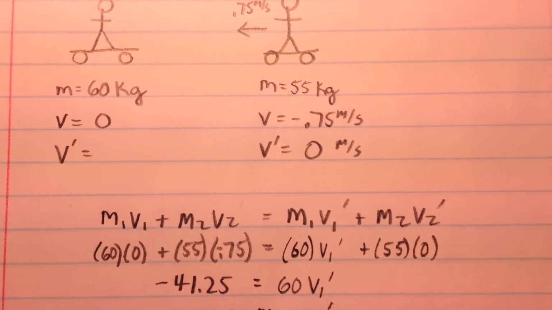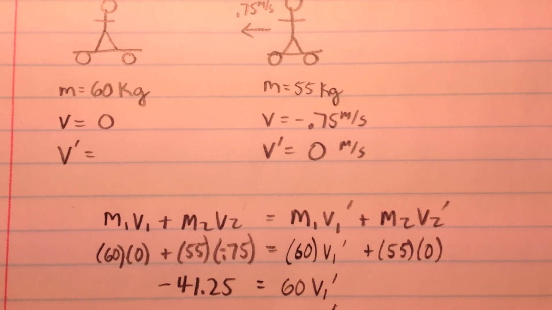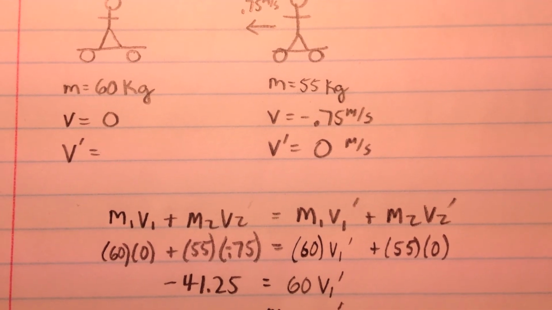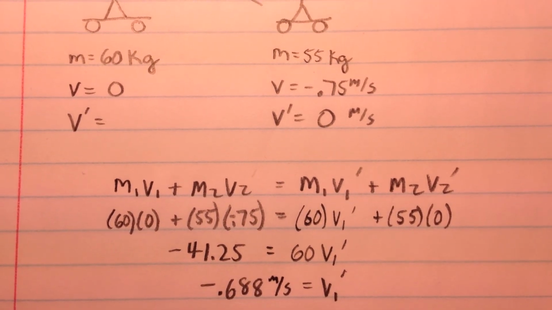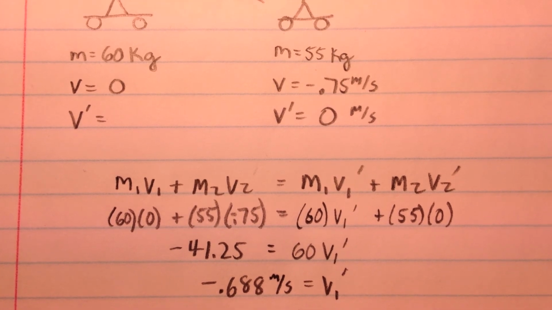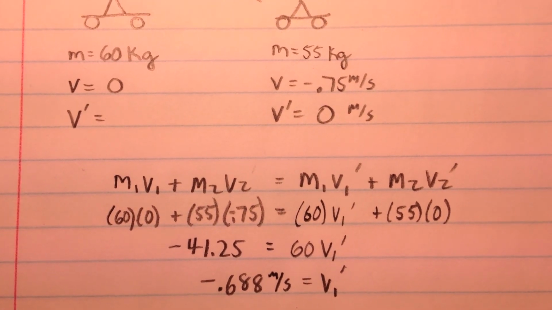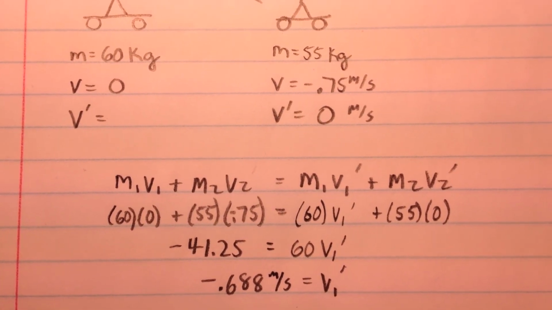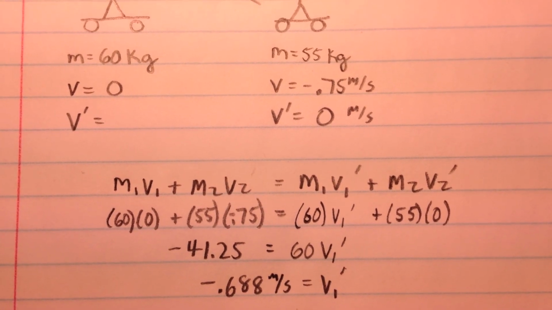Okay, so we use the formula for momentum conservation. We plug in the values from above, and we find that Brooke will have a speed of 0.688 meters per second. The negative indicates that she's moving to the left, Allison's original direction.